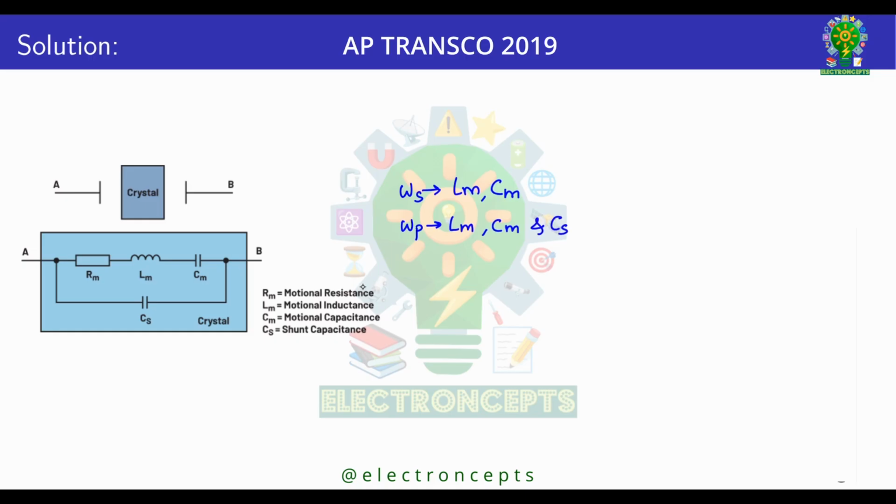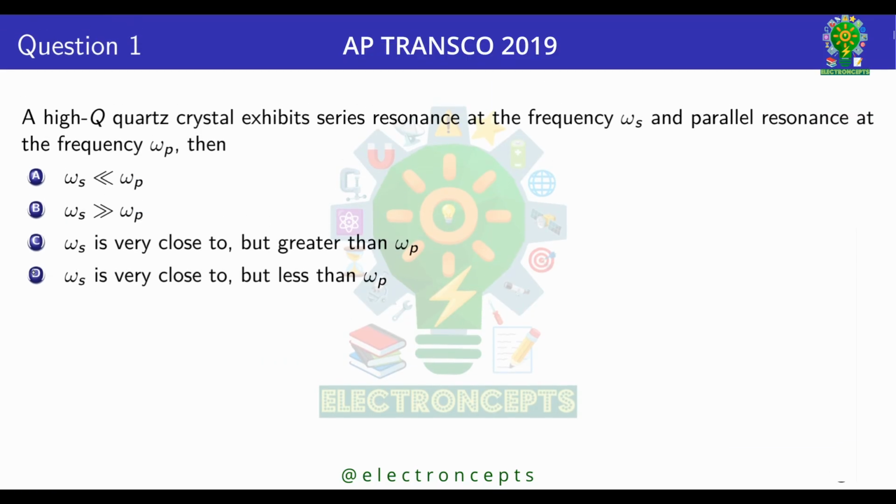resonates. Since there is additional capacitance in parallel resonance, the frequency is greater than series resonance frequency, but shunt capacitance in a high Q quartz crystal is very small. Therefore, the gap between omega s and omega p will be very small. Therefore, we can say that option D is correct.